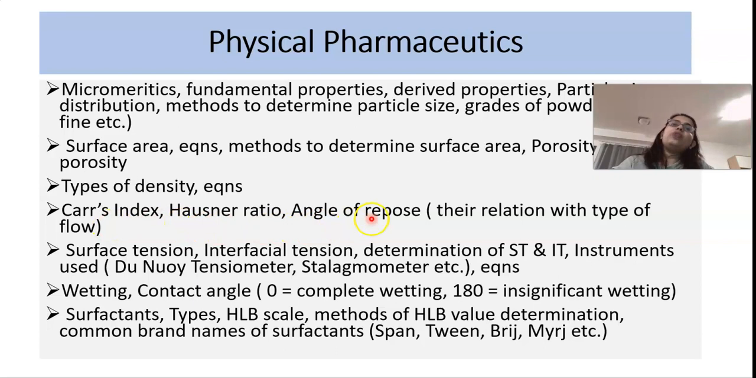Carr's index, Hausner ratio, angle of repose. Many times they will ask you questions on this also. What is the meaning of Carr's index? What is the meaning of Hausner's ratio? What is the meaning of angle of repose?